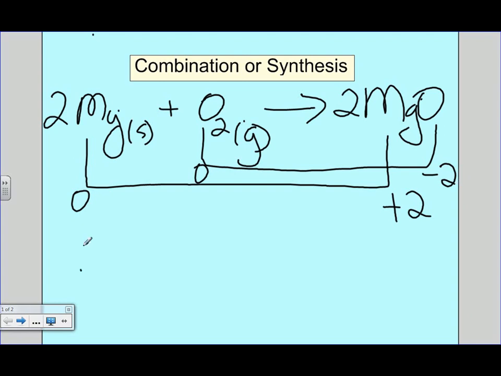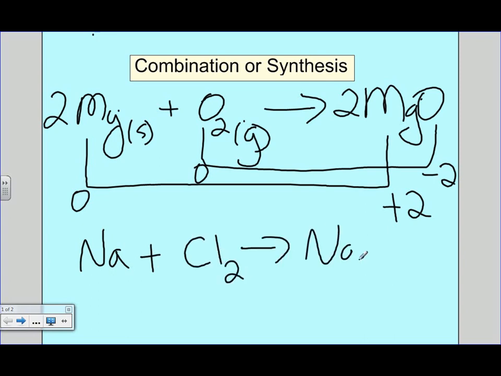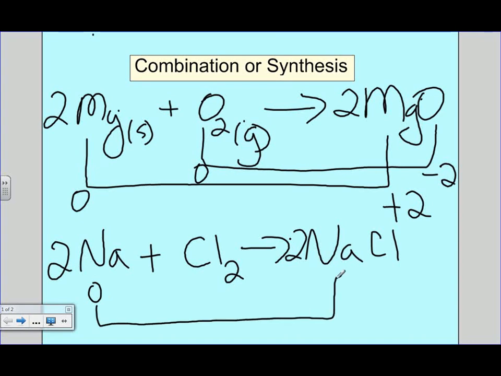Even if you take, for example, sodium metal and combine it with chlorine gas to make sodium chloride, you still would see that there's two elements making one product, but there's also a change in oxidation number as the sodium goes from 0 to +1. It's being oxidized, and the chlorine is going from 0 to -1, so it's being reduced. So again, we see the example of redox there in a combination or a synthesis reaction.